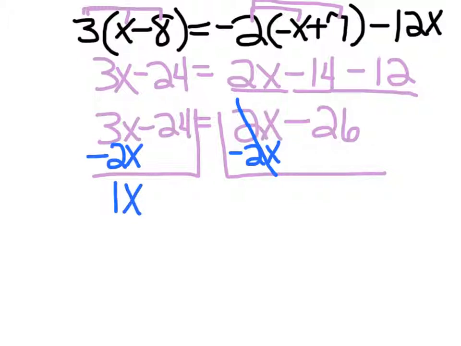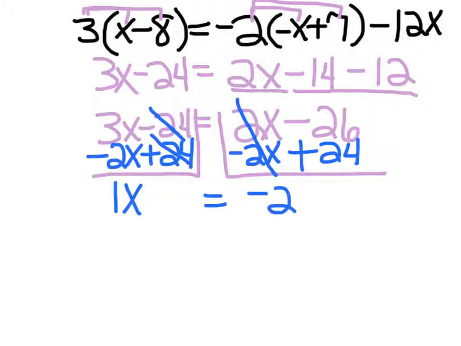So now that we have the variables moved to the left, we need to take the constants and move them to the right, which means we need to take this constant of negative 24 and do the inverse operation, which is to add 24. Okay, negative 24 plus 24 eliminates itself. If we added 24 to the left, now we're adding 24 to the right. Negative 26 plus 24 is negative 2. So we get a solution that x equals negative 2.